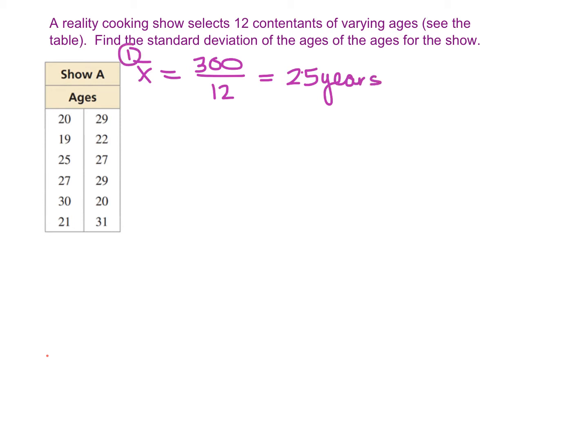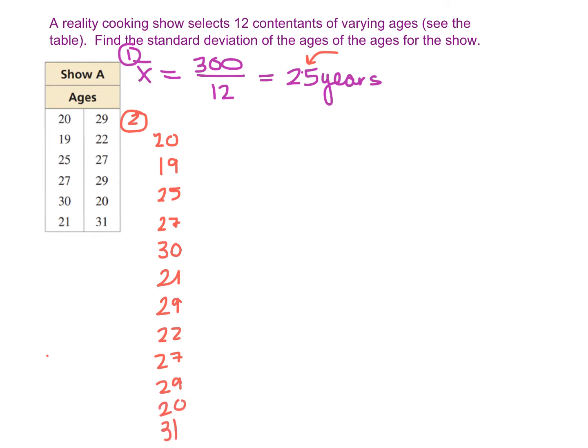We're then going to calculate all of our deviations. I'm going to do this in a step vertically here. Remember, deviation is each x value minus the mean value that I found here. So I'm going to take each value: 20, 19, 25, 27, 30, 21, 29, 22, 27, 29, 20, and 31. And I'm going to subtract the mean. That's going to find my deviation.